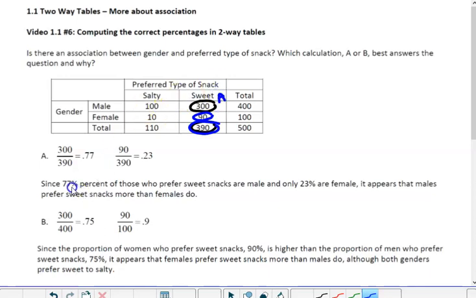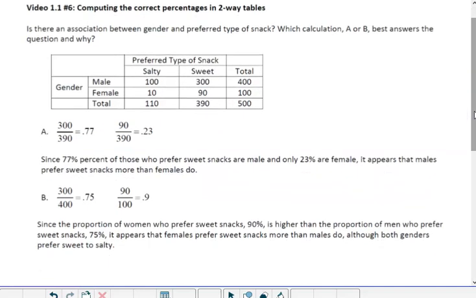We see that 300 out of the 390 who preferred sweet snacks were male, and that is 77%. So 77% of those who prefer sweet snacks are male, and only 23% are female. It appears that males prefer sweet snacks more than females do. Okay, so that was the first. I'm going to erase this because I'm going to have to draw on this some more.